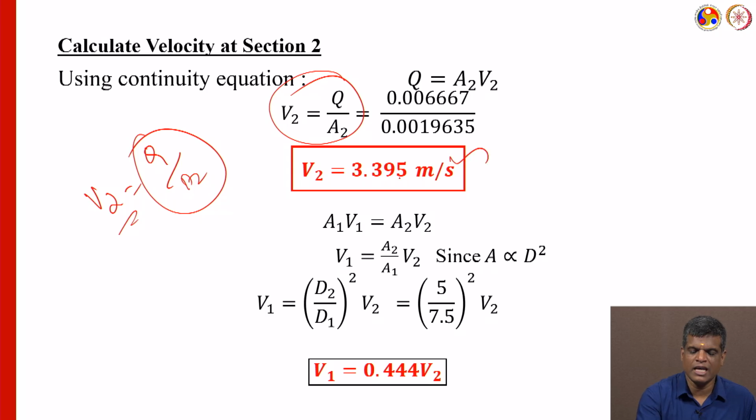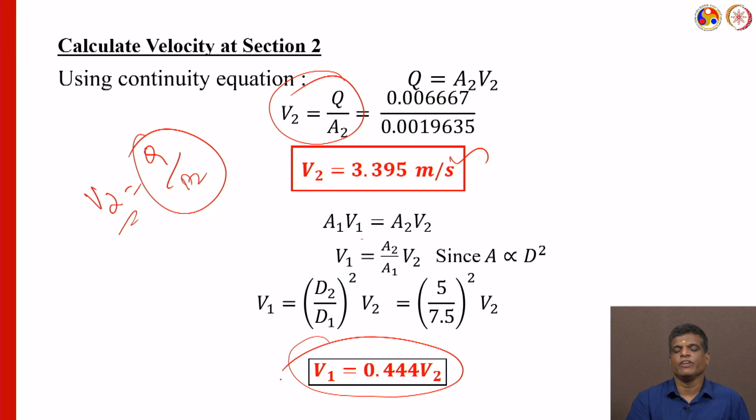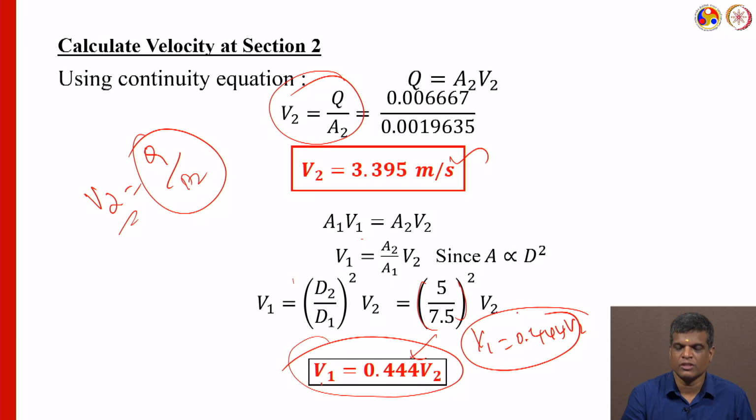Once V2 is there, then use the continuity equation, we get V1 in terms of a function of V2. Just put all this in, then we get some multiplication of this amount, and V1 equal to 0.44 of V2.